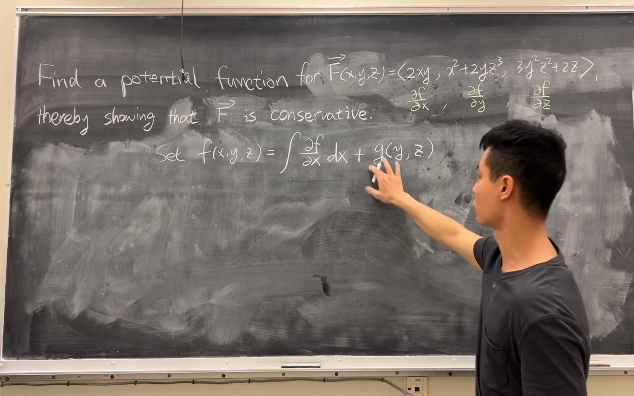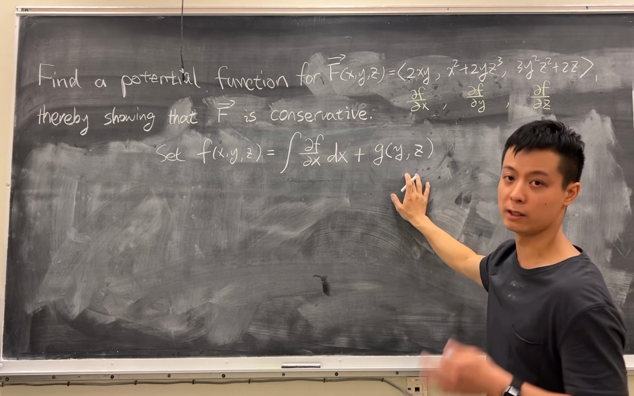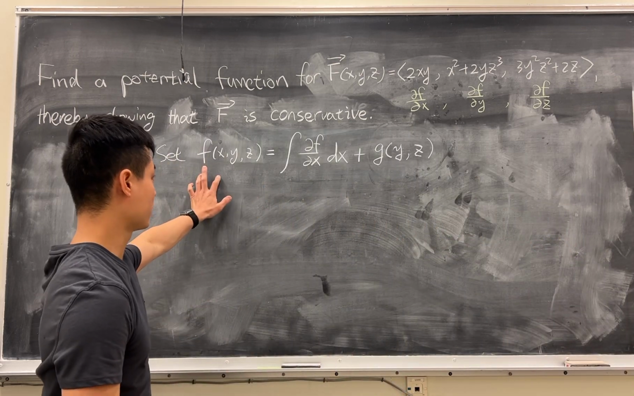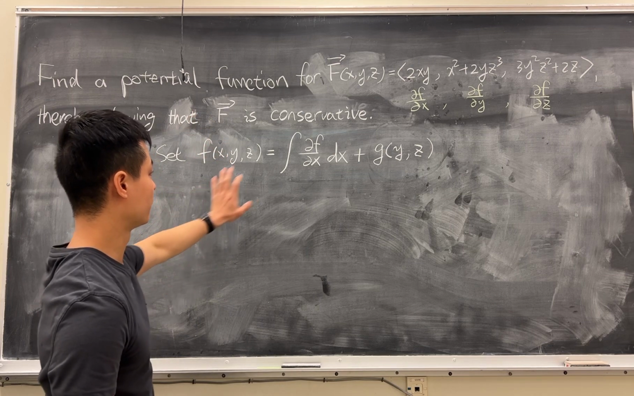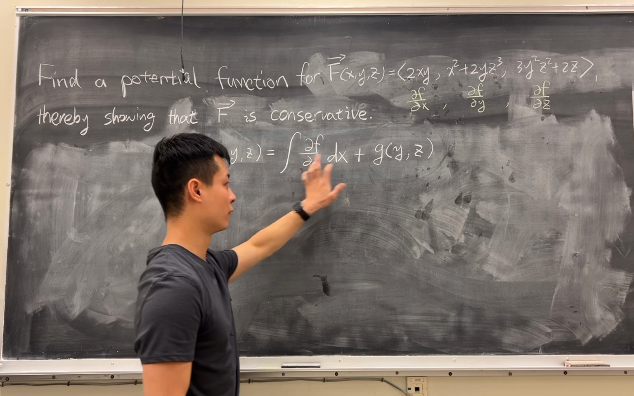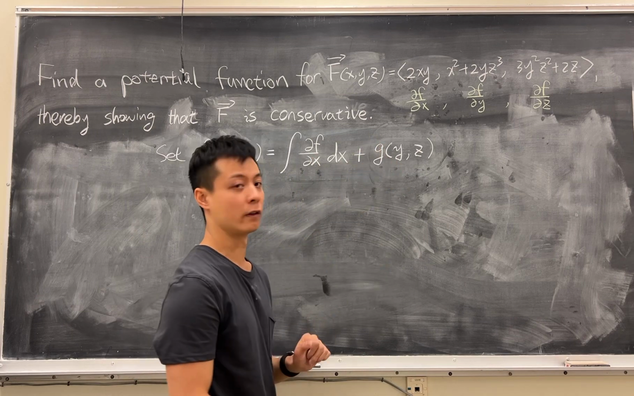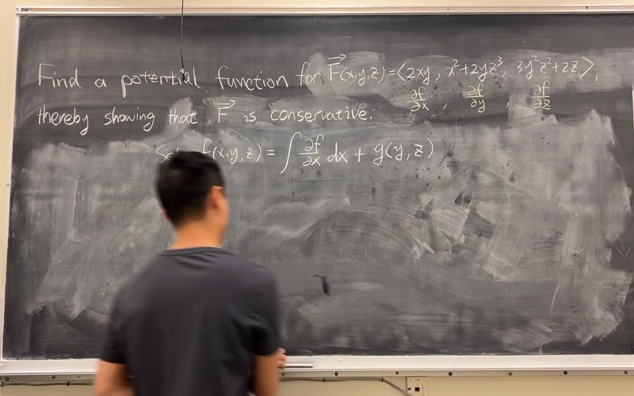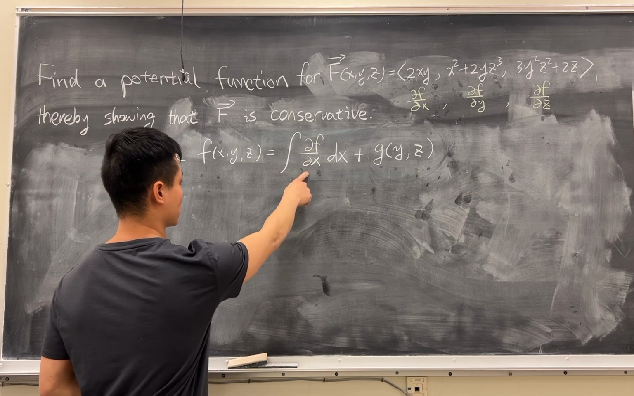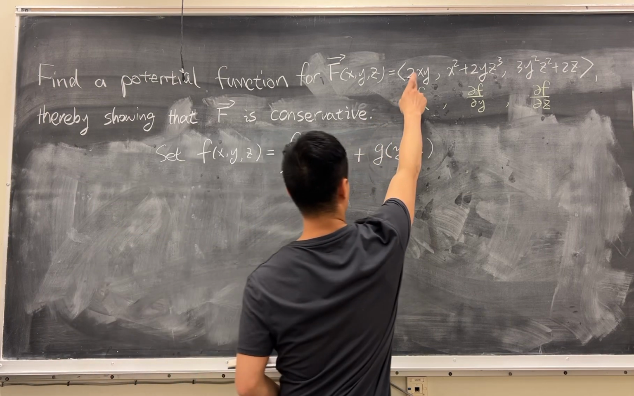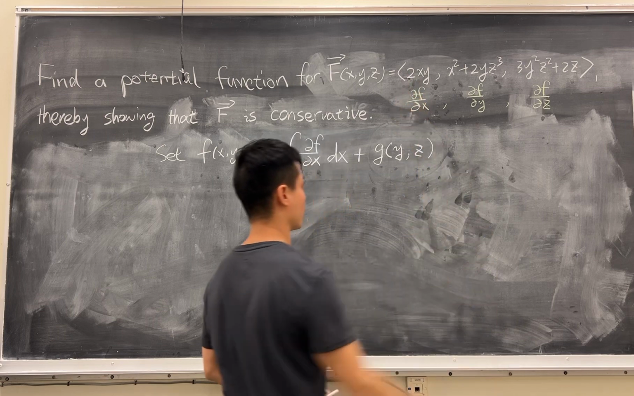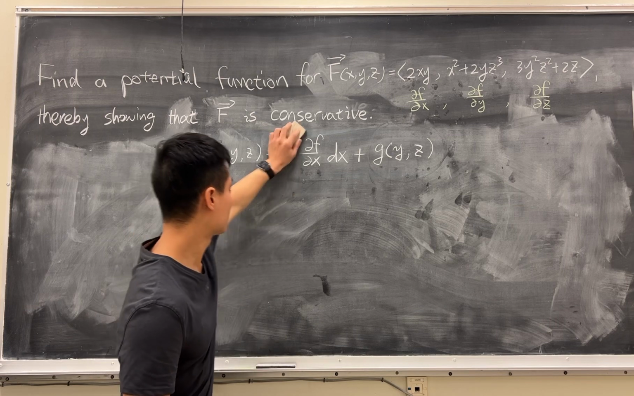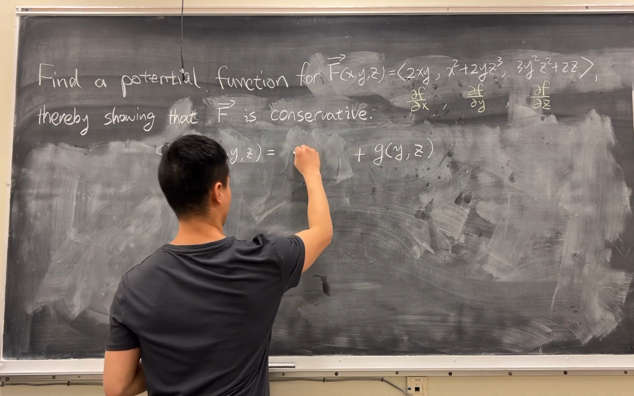Therefore, we need to assume that this is the part that we might have lost, and then the steps of finding the potential function are equivalent to not only finding this one, but also finding the function in terms of purely y and z. Okay, so let's try to find this one. Integrating this with respect to x takes us to x squared y. So we can replace this now by x squared y.